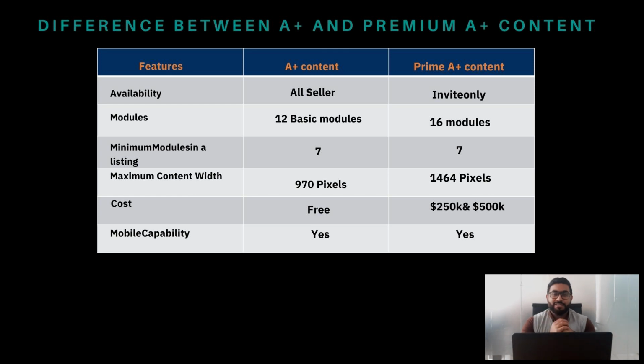The standard EBC is available for all the sellers who have registered on the Amazon Brand Registry, but the premium EBC is only an invite feature by Amazon. The standard EBC is free for all the sellers, but the premium EBC has a fee of 250 to 500K. The maximum width of the standard EBC is 970 pixels, but in the premium EBC it is 1464 pixels.